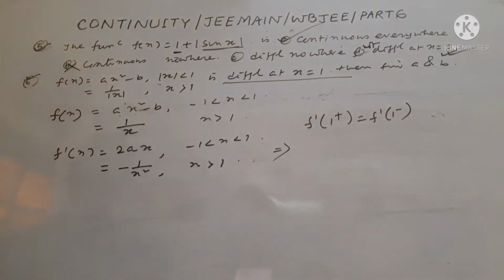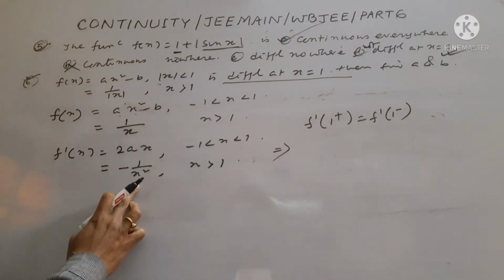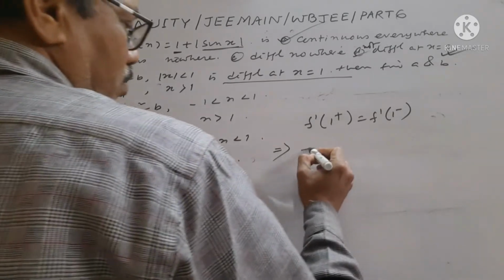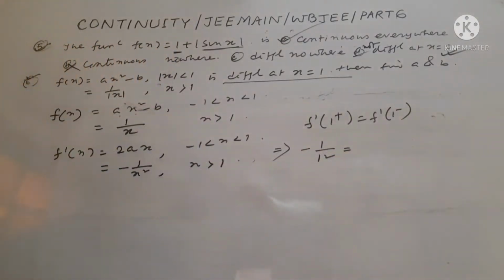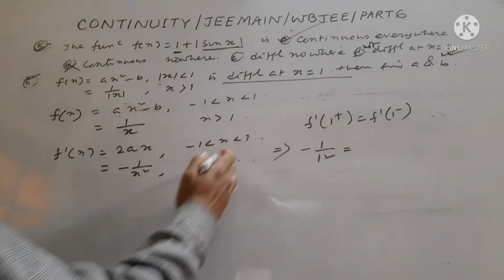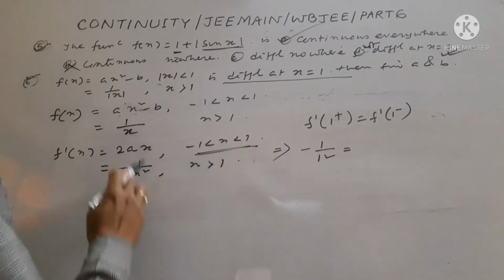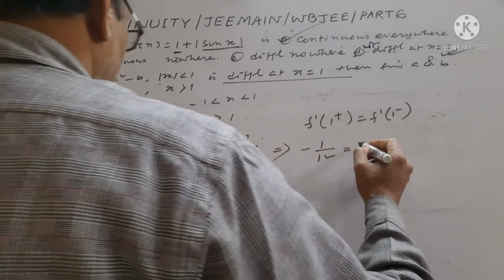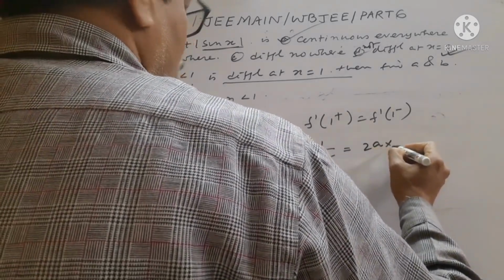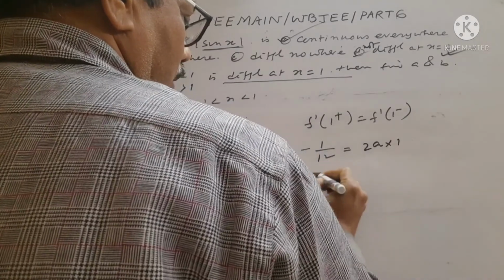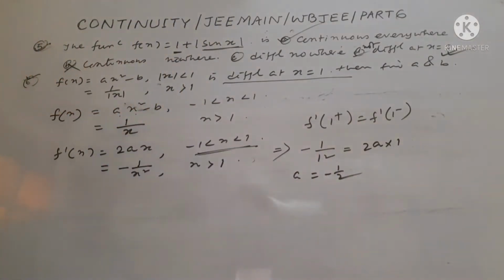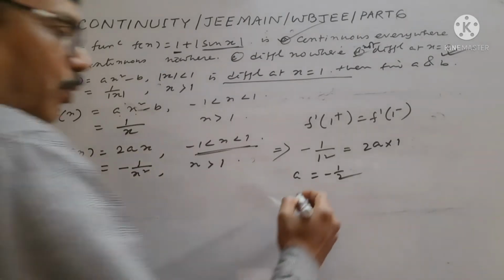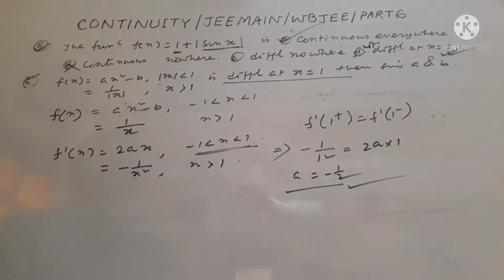So, for 1 plus, it is minus 1 by x square. So, this is minus 1 by 1 square. And for 1 minus, with this restriction, this is 2a into 1. So, a equals minus half. So, what is a? a equals minus half. So, we are getting a.